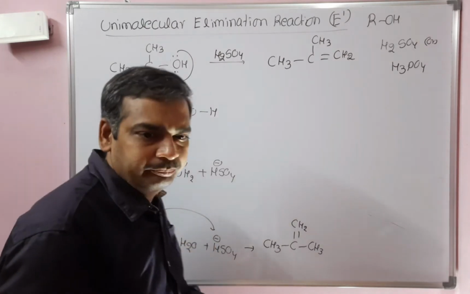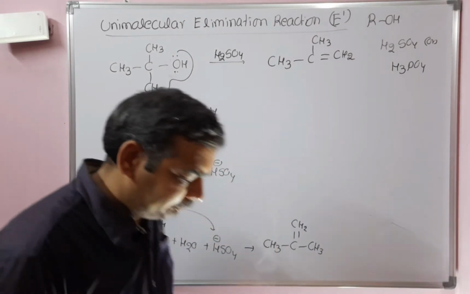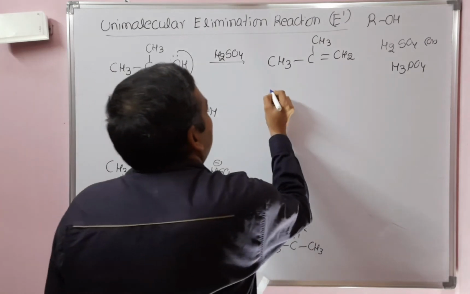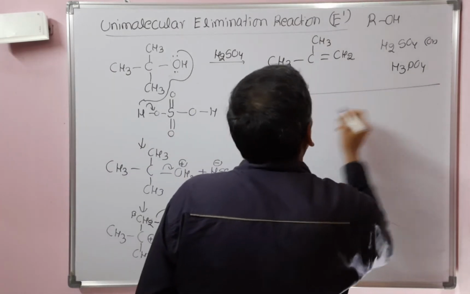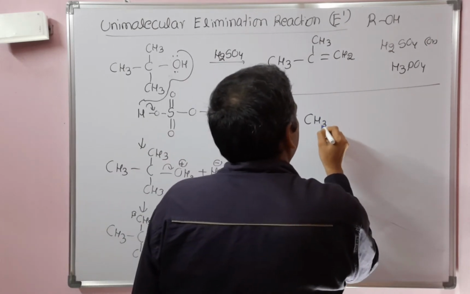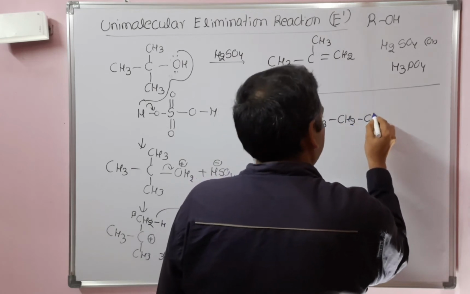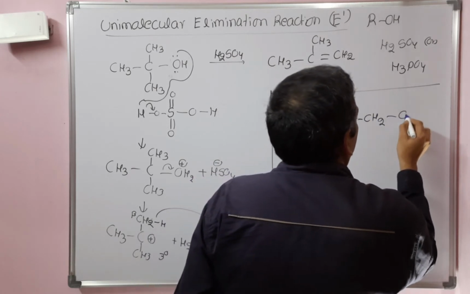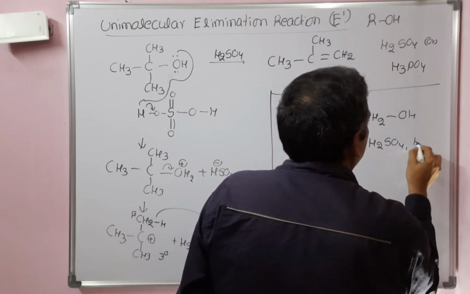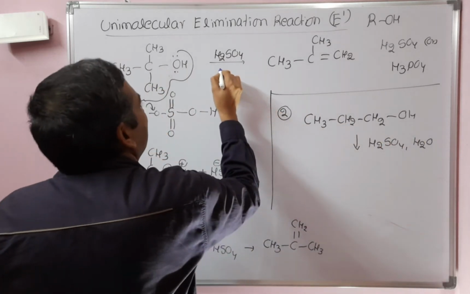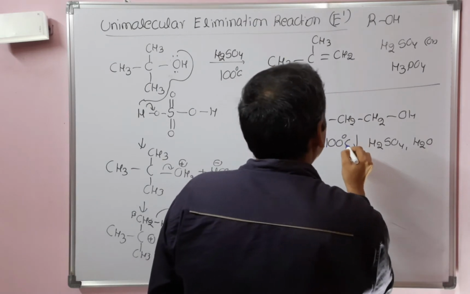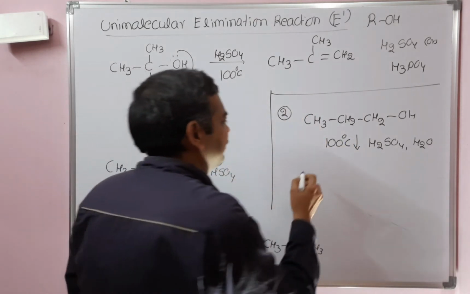Now the next example. Write the product obtained. CH3, CH2, propanol reacts with H2SO4, water. Temperature is compulsory here, 100 degrees centigrade is compulsorily required. Write the product obtained.